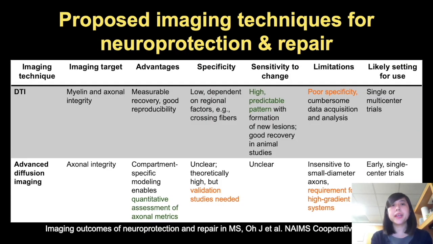So as a quick summary, in terms of proposed imaging techniques and their role in assessing particularly neuroprotection, DTI is advantageous in the sense that it's very reproducible and has high sensitivity to changes in the tissue, but it's quite limited in its specificity. Whereas advanced diffusion imaging metrics like NODDI have gained quite a bit of interest in the last few years for their ability to quantitatively assess axonal metrics, but further validation studies are needed. And in particular, when we want to consider, say, small diameter axons, even quantifying axonal size, we may need to use higher gradient systems, which are not very widely available at this time.